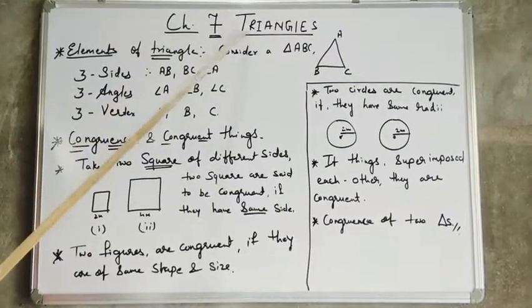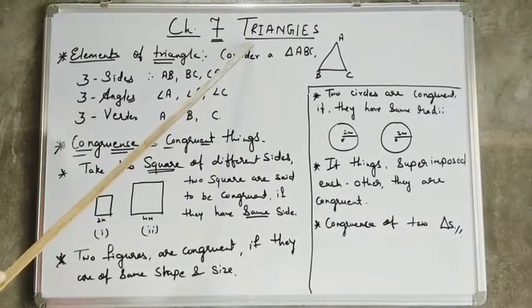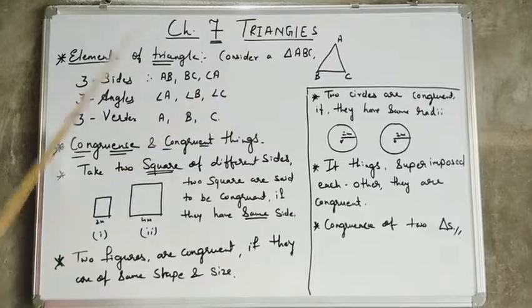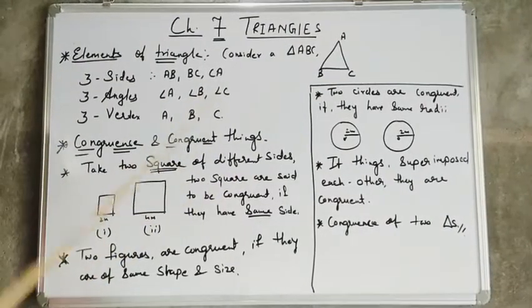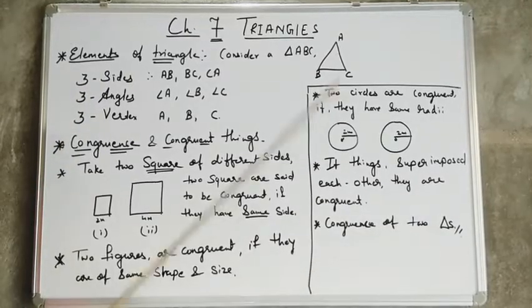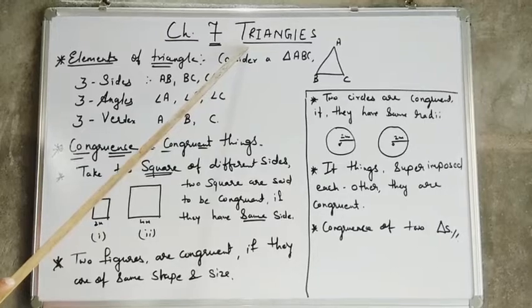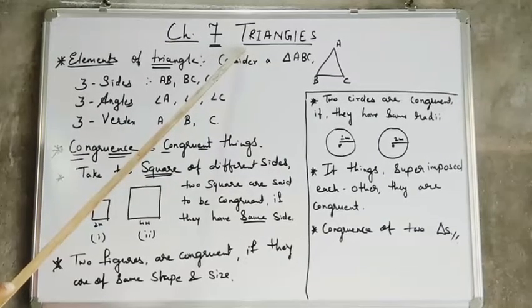All of you are aware of triangles. In chapter 6 also we dealt with many things about triangles and their properties. Here also we will go forward with triangles, but not with a single triangle. Comparison between two triangles. Triangle, as the name suggests, has three angles and three sides.